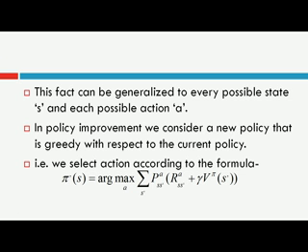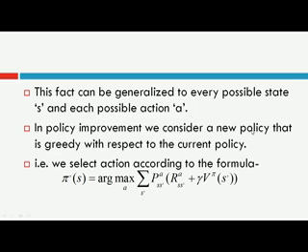So this fact can be generalized to every possible state and each possible action A. You calculate the action value function for each possible action in state S, and you compare it with the state value function and the action that is giving you the maximum value, and which is also better than the state value function, optimal. So by repeating this process iteratively, we can reach the optimal policy.